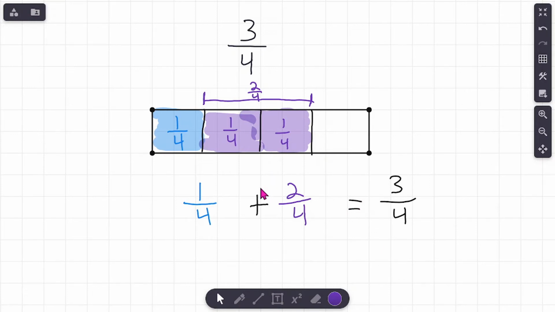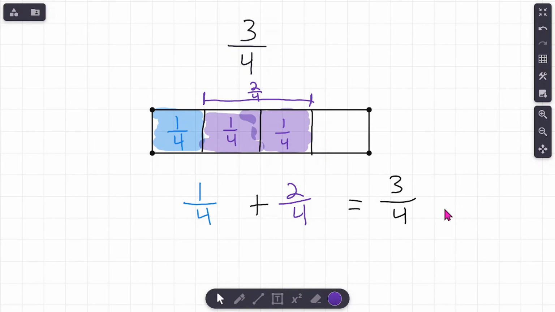Remember, when we add fractions, we only add the numerators. We do not add the denominators. Okay? If you don't remember that, watch our video from last week. 1 plus 2 gives us 3. Do not add the denominators, and you get the answer of 3/4.